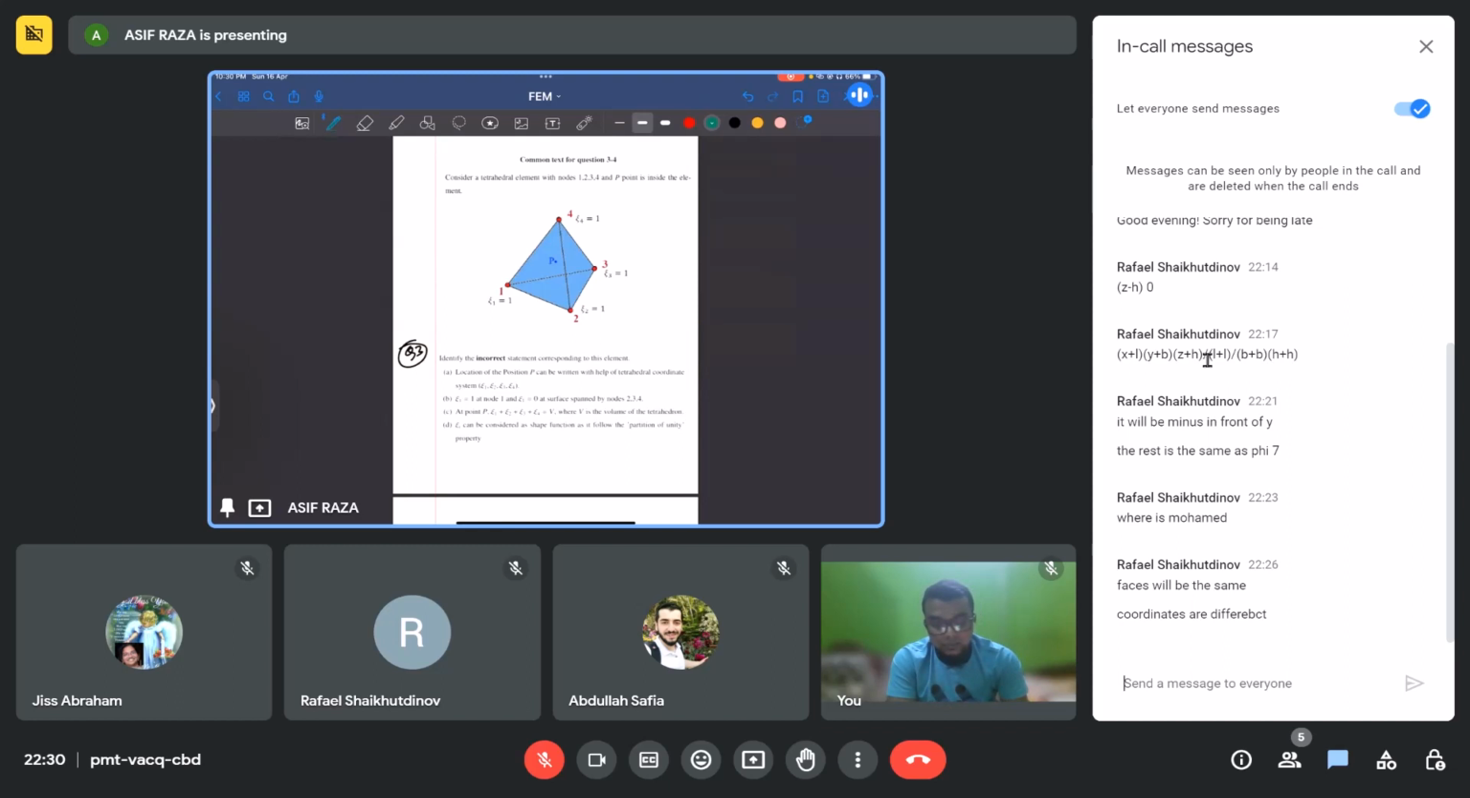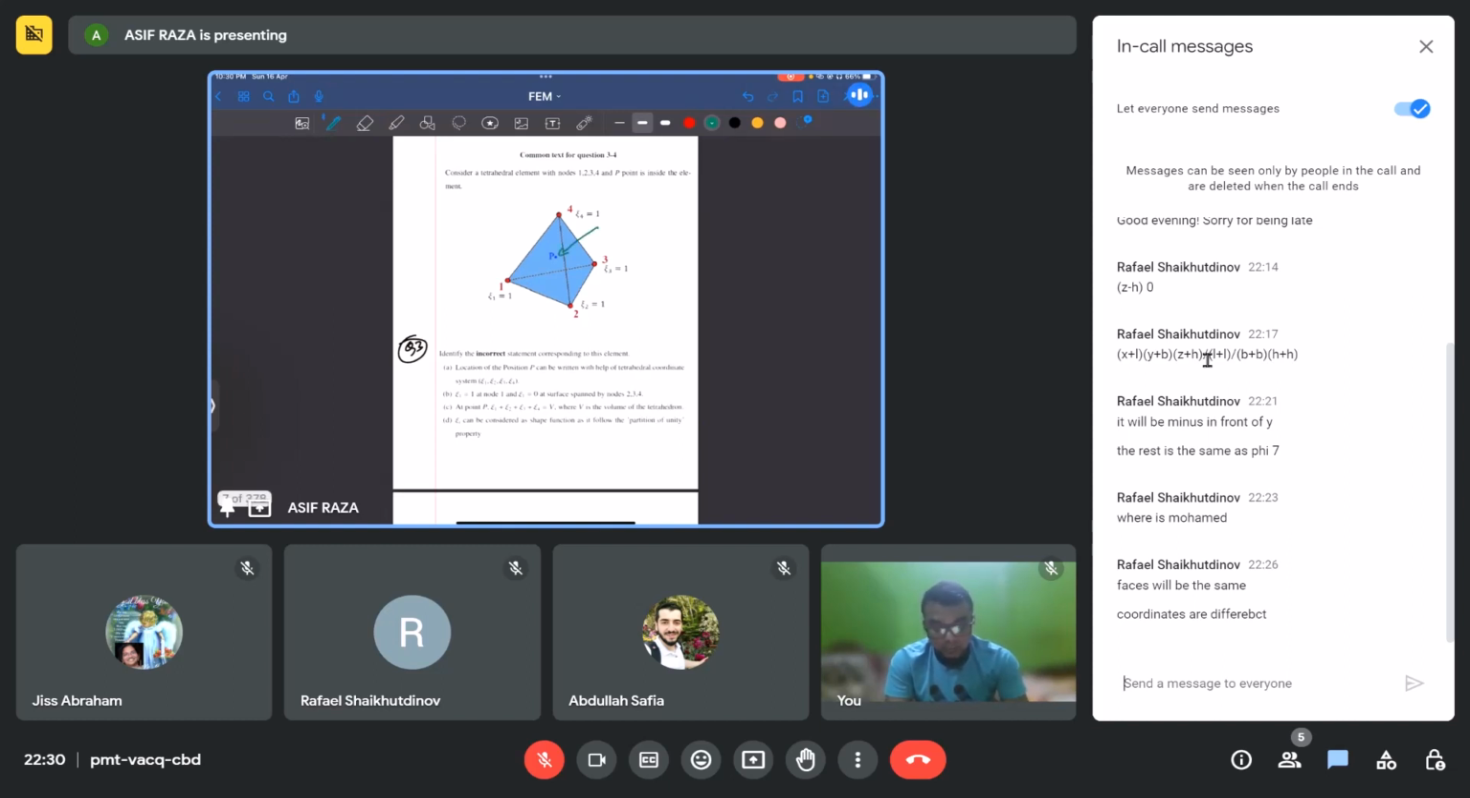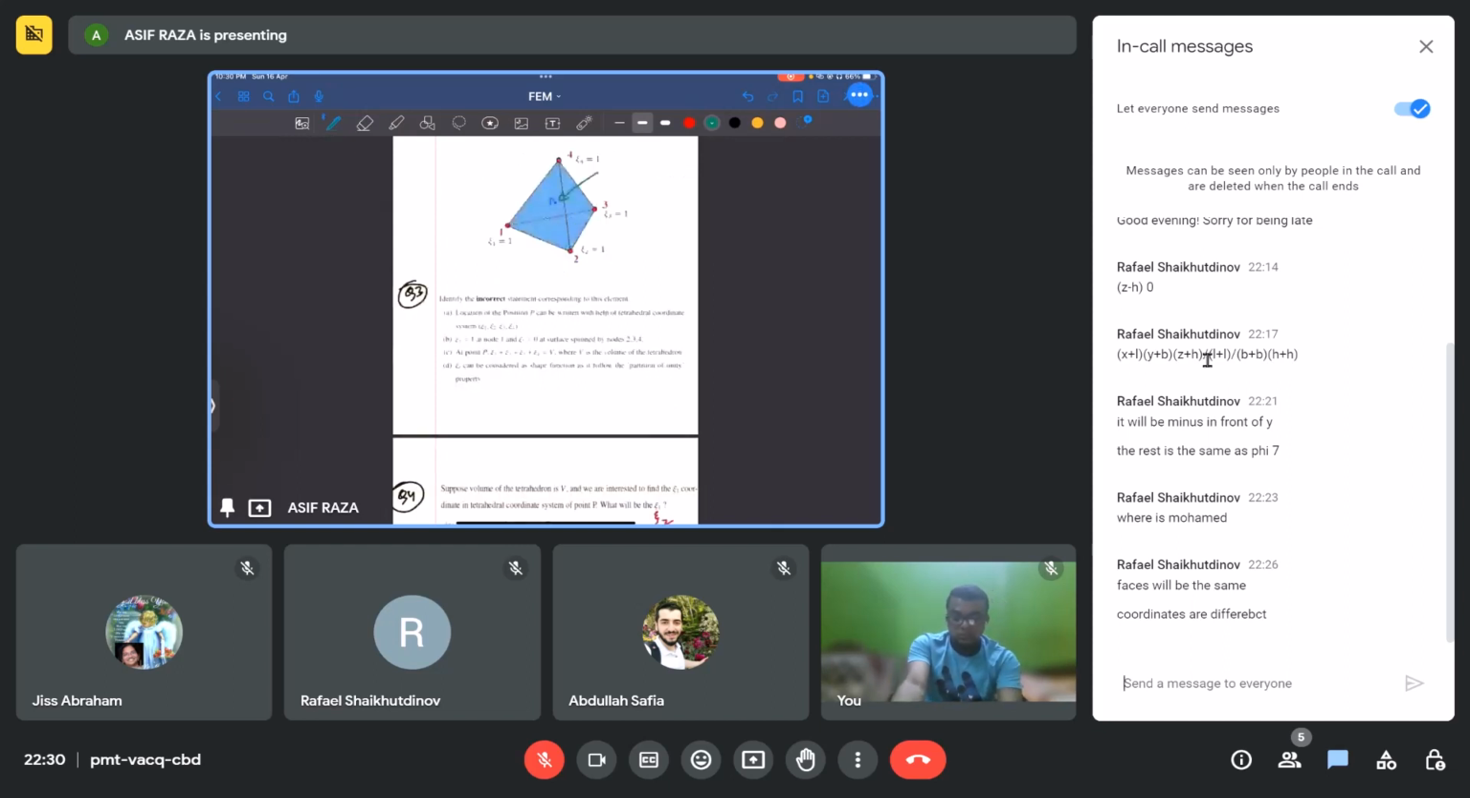Consider a tetrahedral element with nodes 1, 2, 3, 4, and point P is inside the element. So question number 3 is, identify the incorrect statement corresponding to the element. First statement is, location of the position P can be written with the help of tetrahedral coordinate system xi1, xi2, xi3, xi4.